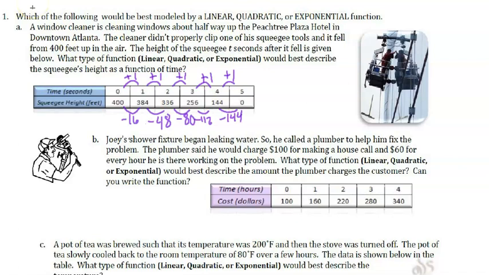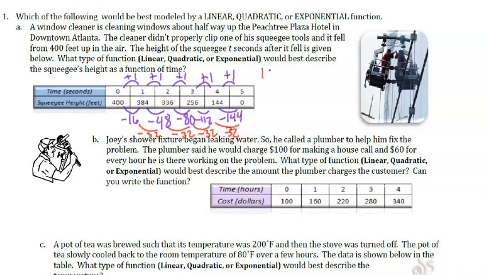And then we fill in the rest of these. So minus 80, minus 112, minus 144. Well, that's not a common difference. But there's no common ratio here either. So let's see if we can find the second difference. So from 16 to 48, we're going to be subtracting 32. Negative 48 minus negative 80 would also be negative 32, 32, 32. So we have a common second difference.